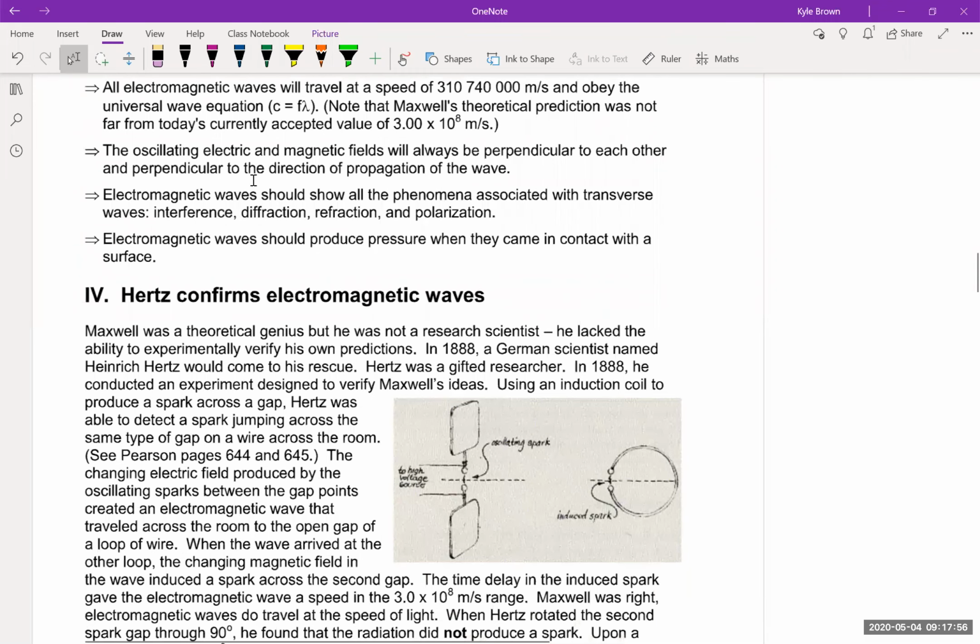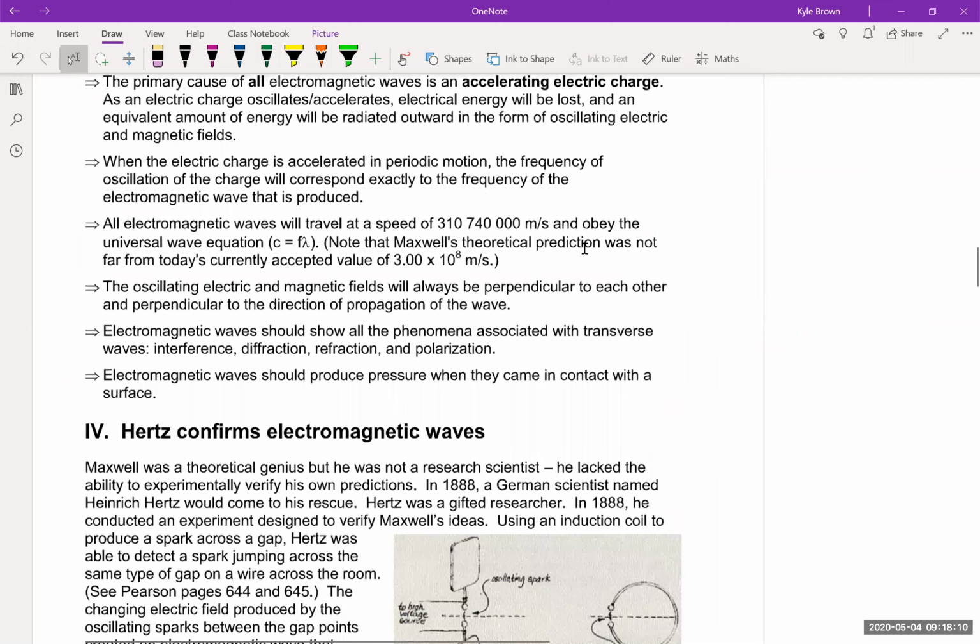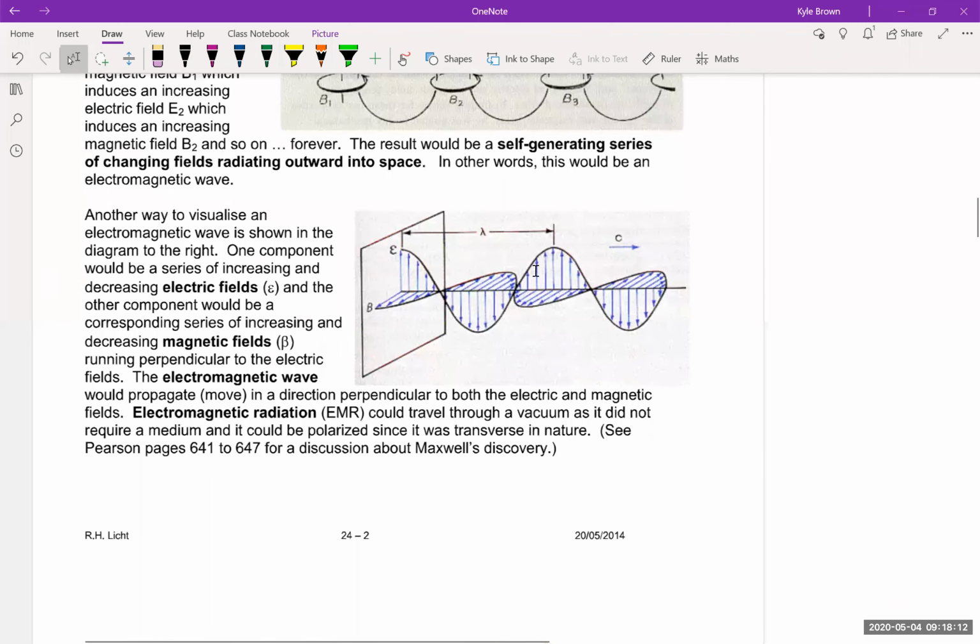The oscillating electric and magnetic fields will always be perpendicular to each other. That's a big part of this, right? There's lots of questions that are based on that. You guys understand that an electric field and magnetic field are always perpendicular to each other. You should have this picture in mind when you guys are doing this.